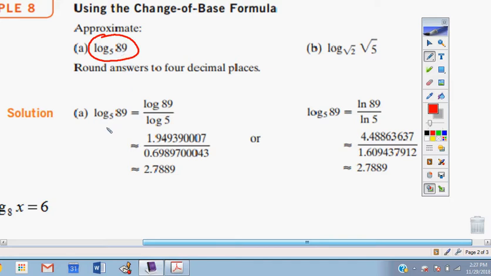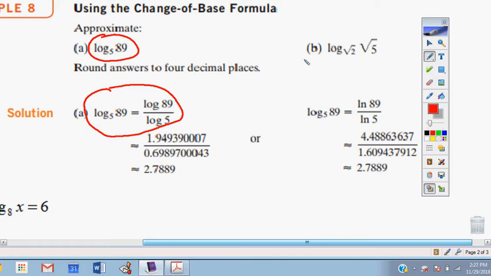Just look at how they do this. Just process how they're doing change of base here. Log base 5 of 89. Pretend that we can't put that on our calculator unless it's base 10. Well, then we can write it as base 10, common logs here. There's a base 10, and then the argument goes in the numerator, that goes in the denominator, and when we actually do that division, we get 2.7889.